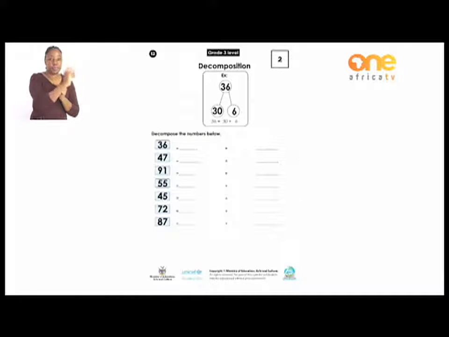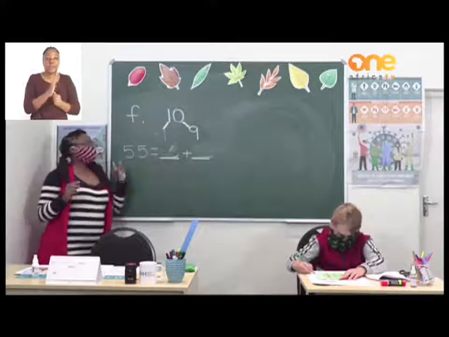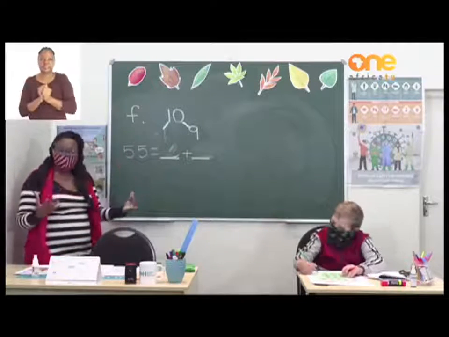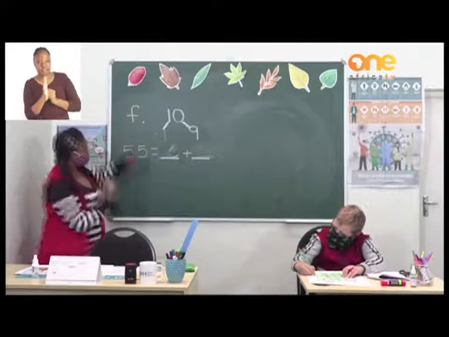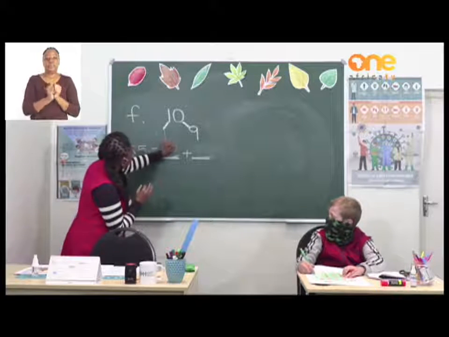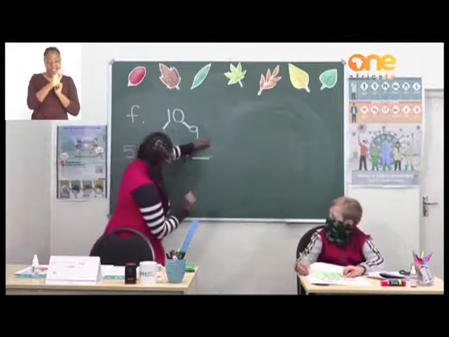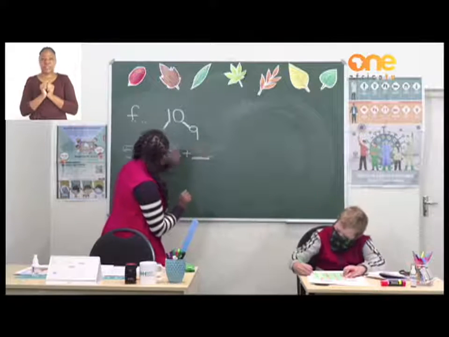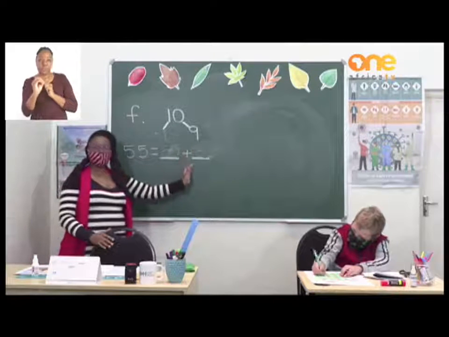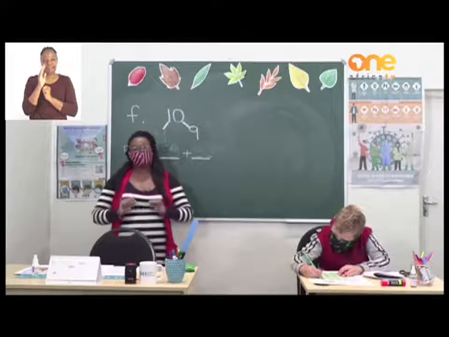We are now going to be doing the one that says 55. Let's take a look at the board. Here we have 55. So it says 55 equals dash plus dash. So we are going to say 55, which means we have our answer. So the first part of what we are saying is 50. So we write our 50. And the second part of what we are saying is 5. So we write our 5. Then our answer is correct. It now says 55 equals 50 plus 5. I want you to do the rest by yourself at home. And don't forget the little tricks that I have taught you. Enjoy yourself.